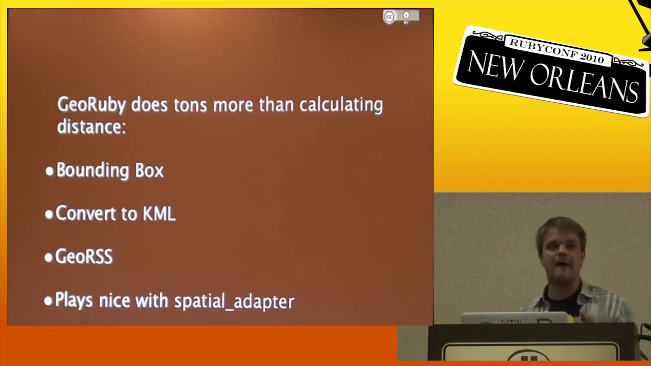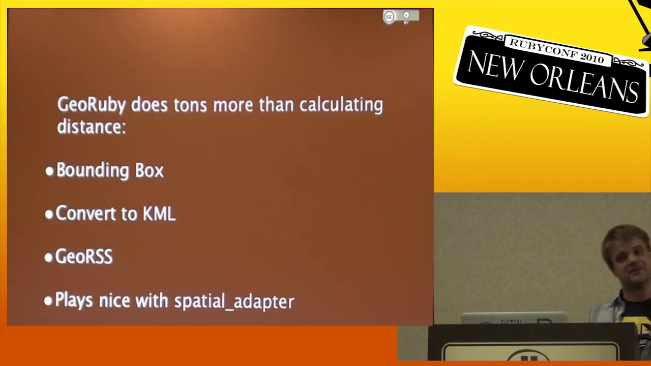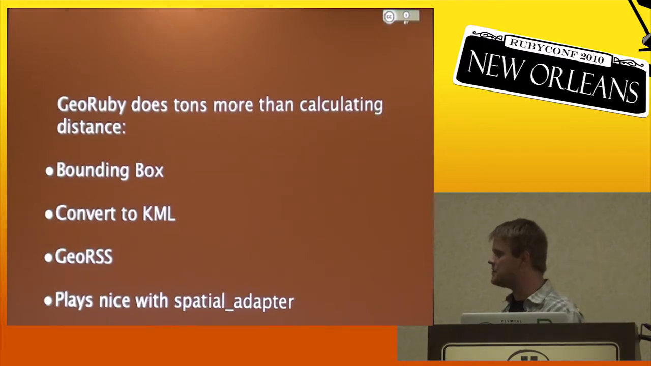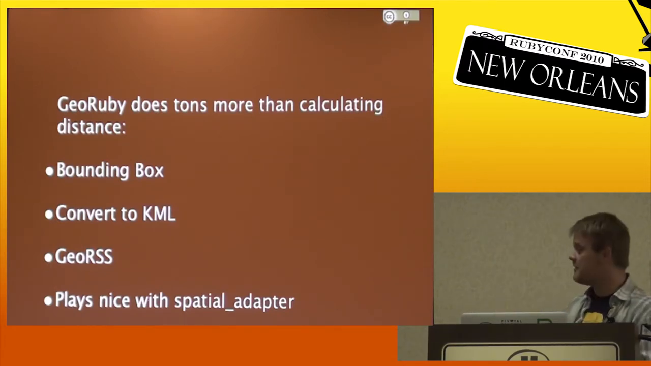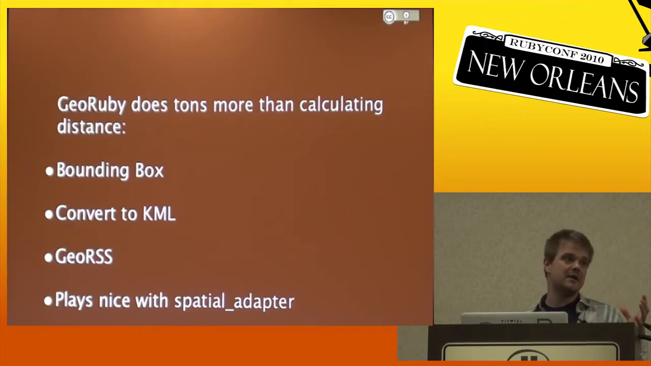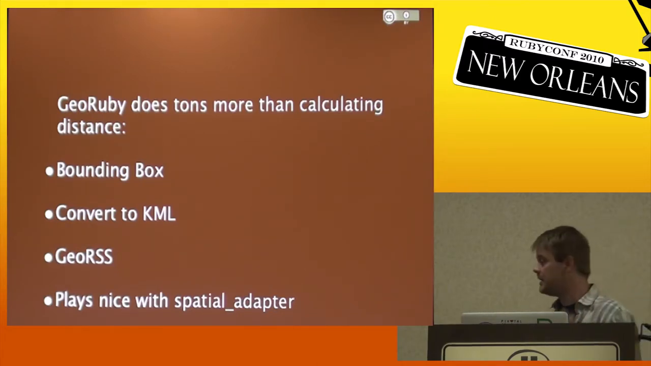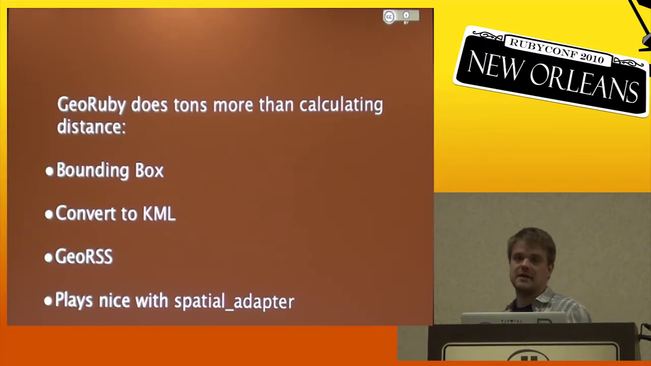But it does a lot. We can do a lot more than just calculate the distance between a couple of points, because frankly, I can do math, you can do math, that's not that interesting. GeoRuby can do a ton of other things. It can calculate a bounding box around a data set. That might be interesting for moving your viewport and making it a certain size when you're drawing something on the screen. It can convert your data set into KML, which might be interesting if you're trying to publish your application's data in a file format that you want to pop into Google Earth. It can convert data into GeoRSS. And of course, it plays nice with spatial data.